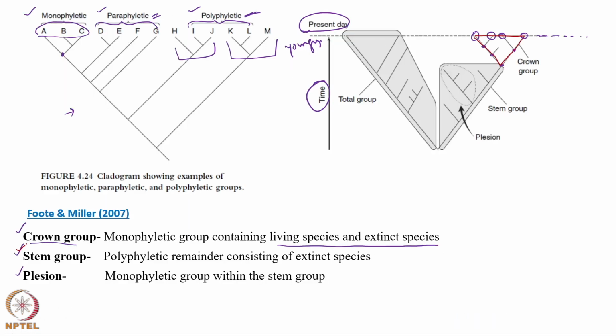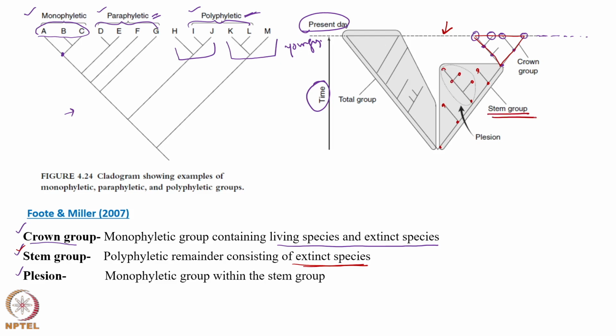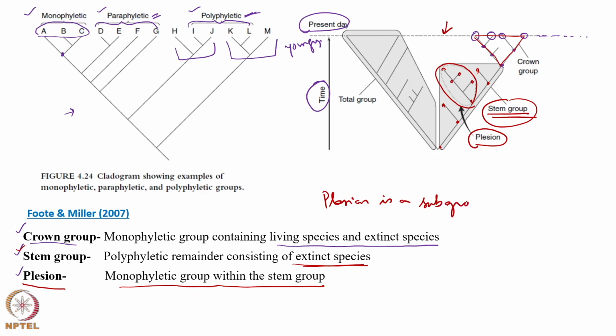What is a stem group? A polyphyletic remainder consisting of extinct species. So, here we deal with the extinct species. Species which do not fall on this present-day timeline, such as all these species, can be called the stem group. What is Plesion? It is a monophyletic group within the stem group. Now, within the stem group, a monophyletic group has been worked out, and that is known as the Plesion. So, we can say that Plesion is a subgroup inside the stem group.